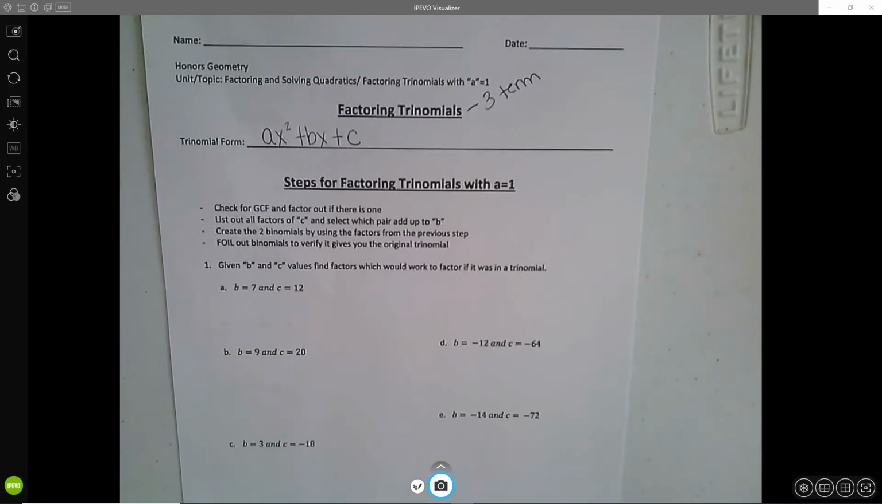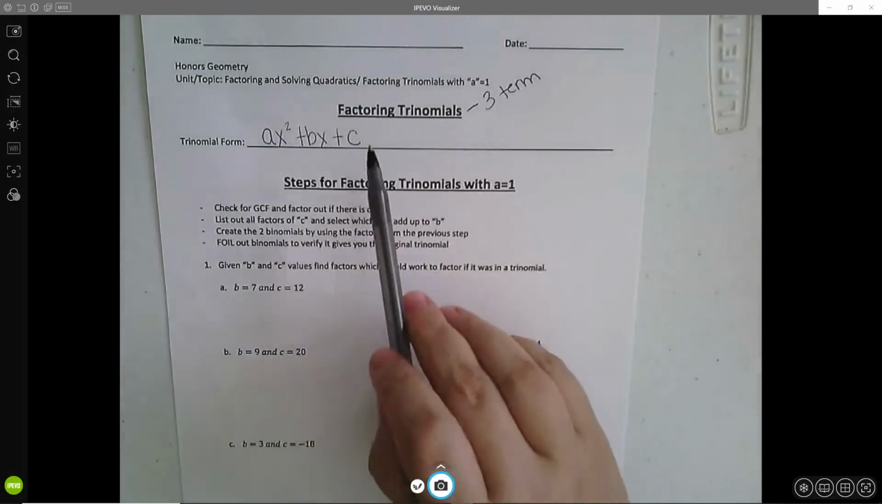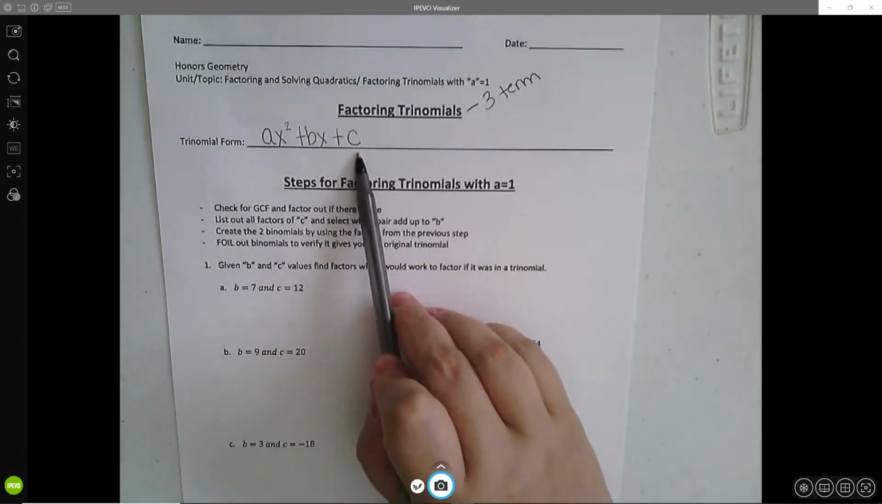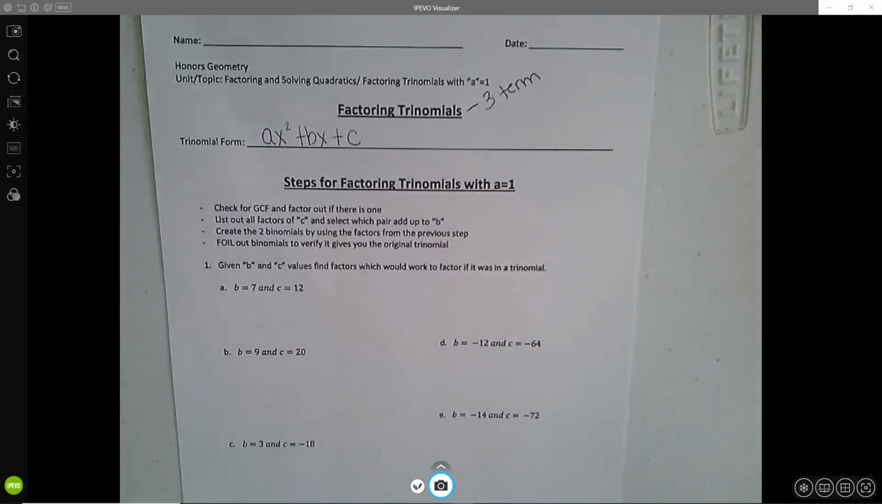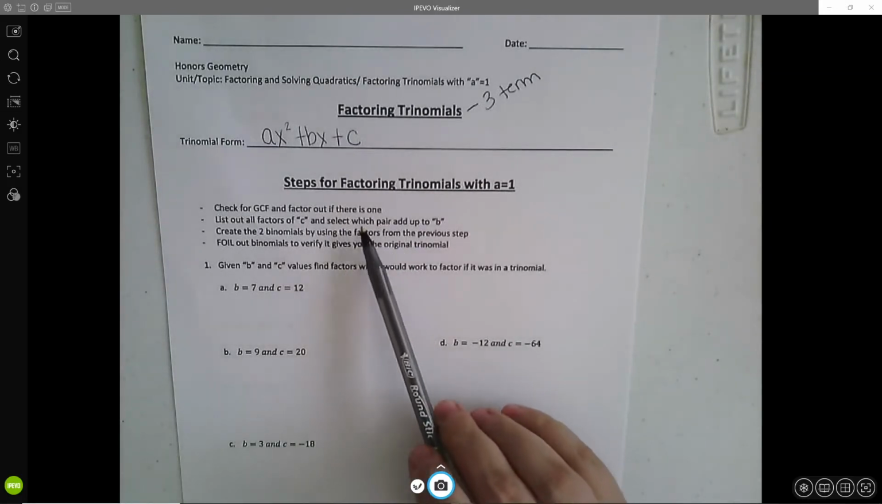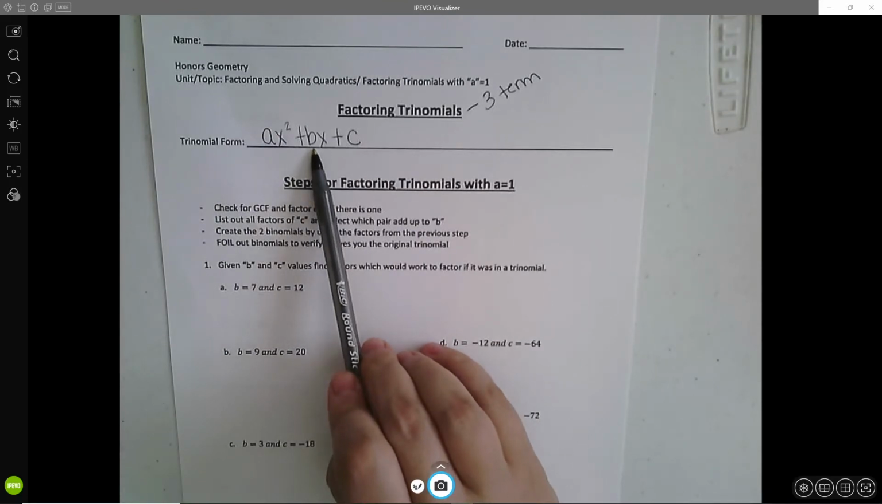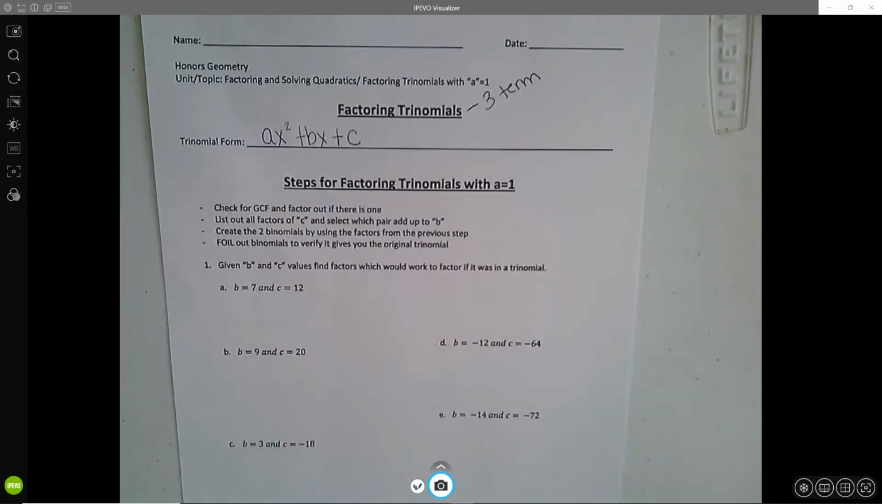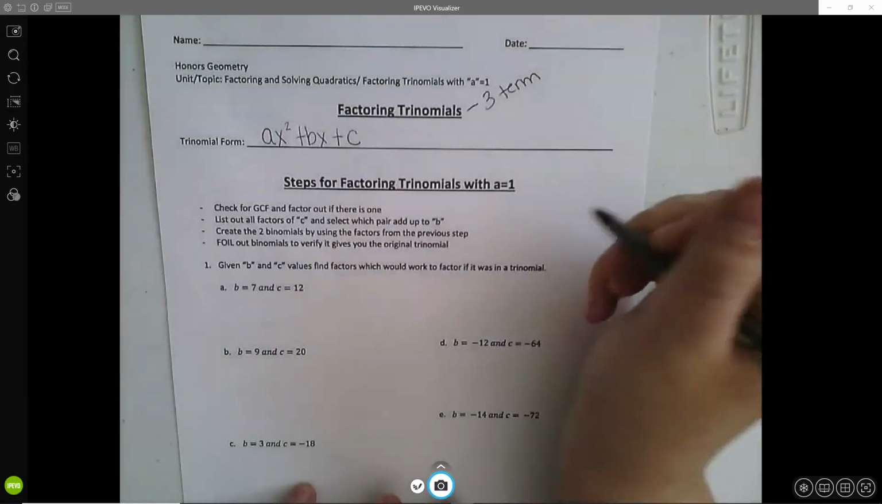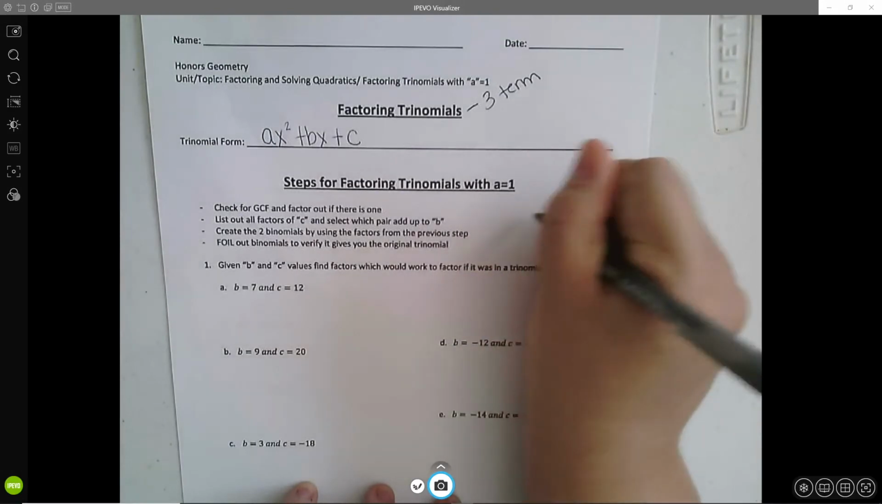Then we're going to list the factors of C. C is that last number. Factors are numbers that multiply to give you that number, which we talked about during GCF times. And we want to select the pair that gets us to this B value, the value that is in front of the x. Now, off to the side, I want to talk about two things.